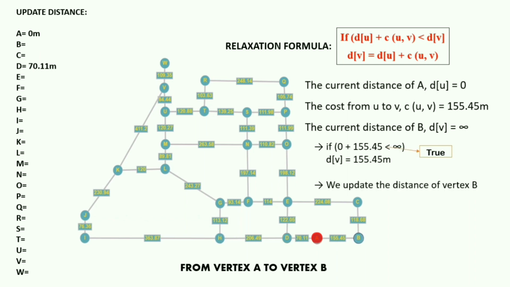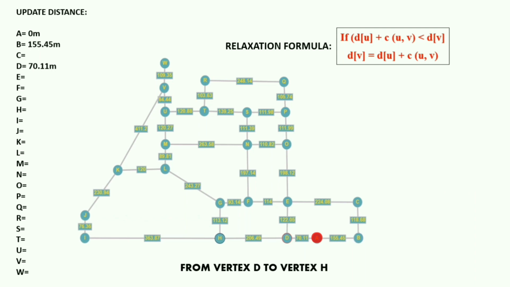Okay, for now, if we find the shortest path among 70.11 meter, 155.45 meter, and infinite for all other remaining vertices, the shortest path is the 70.11 meter. So we will choose vertex D. After we pick vertex D, we will perform relaxation to the vertices connected with vertex D, which are vertex H and vertex E. Okay, we will move from vertex D to vertex H.